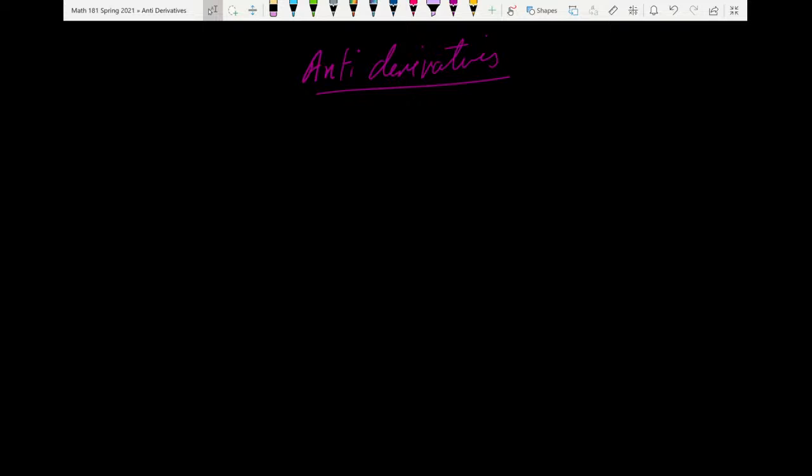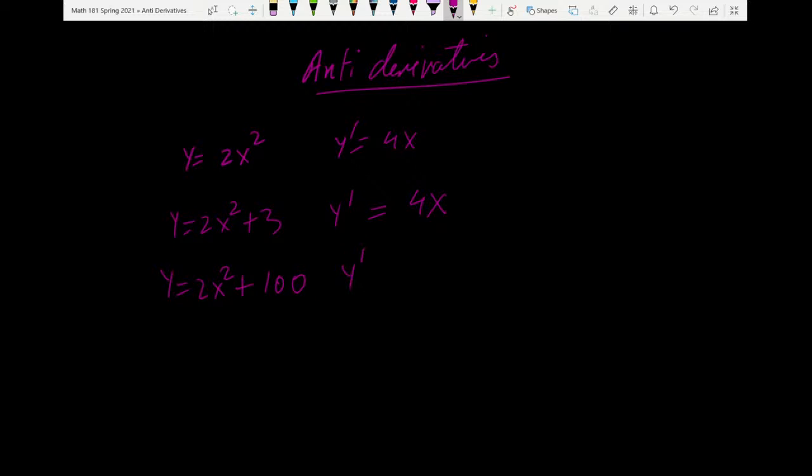All right. So antiderivative. One of the things we're gonna look at. All throughout the whole semester, we looked at if I give you y equals 2x squared, what's y prime? You get 4x. What about y equals 2x squared plus 3? What would be the y prime in this case? Still, we'll get 4x. What if this was 2x squared plus 100? Again, you would get all of them to be the same.